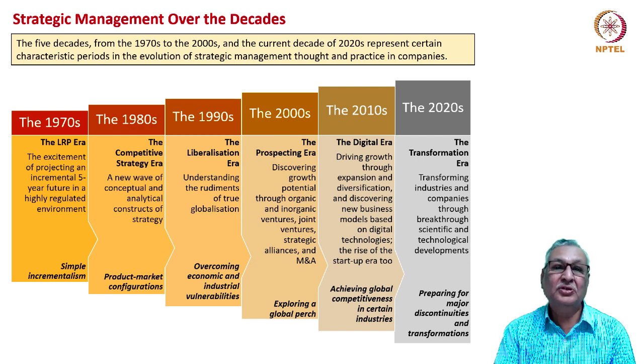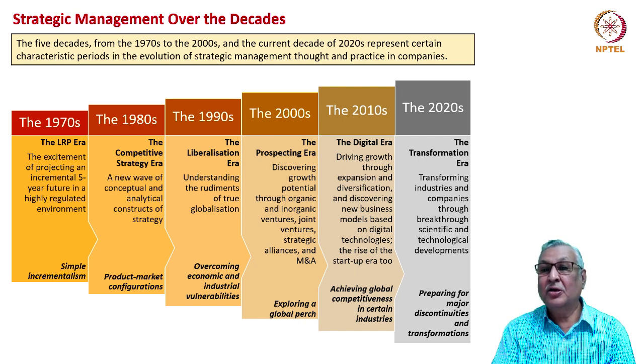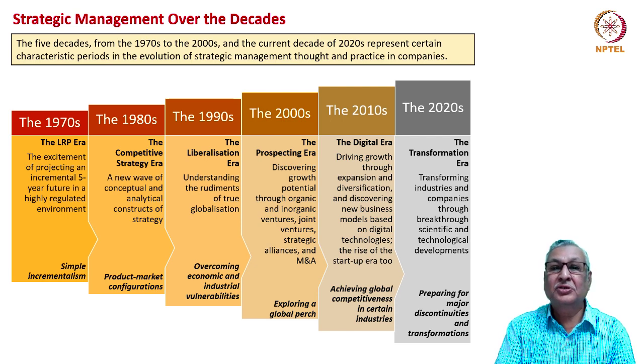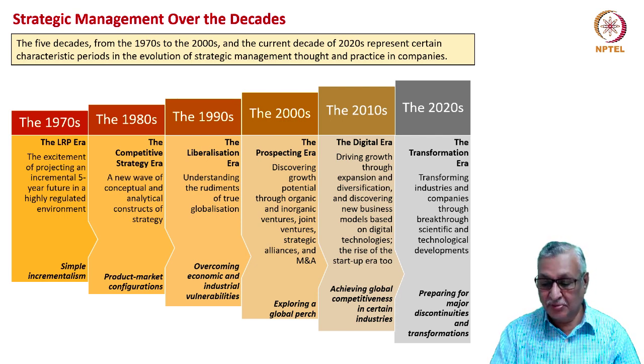This has been the evolution of strategic management as a discipline, from simple incremental annual planning through exploration of growth opportunities and having a 360-degree view of all the company functions and all the externalities, and now to the visualization of required transformations in the industries and in the companies.